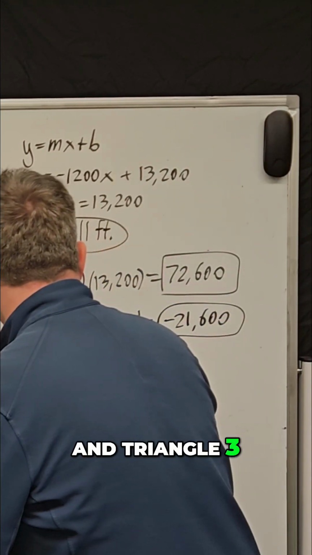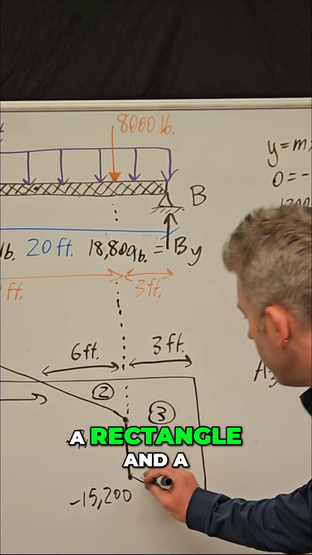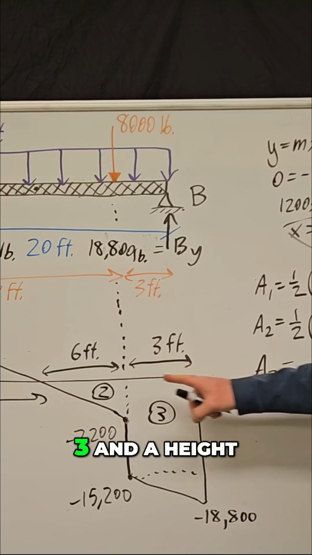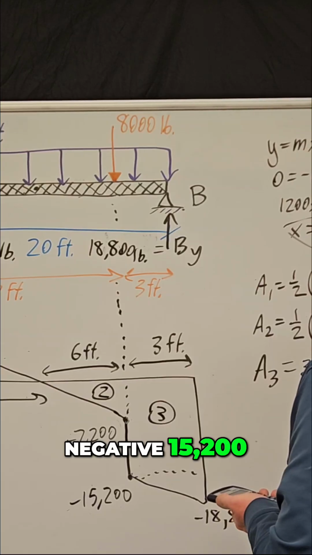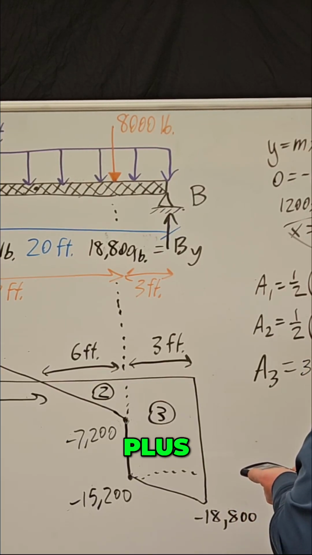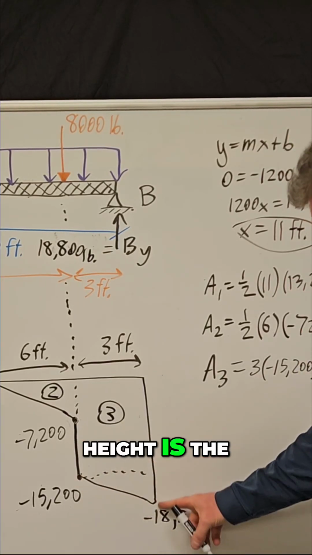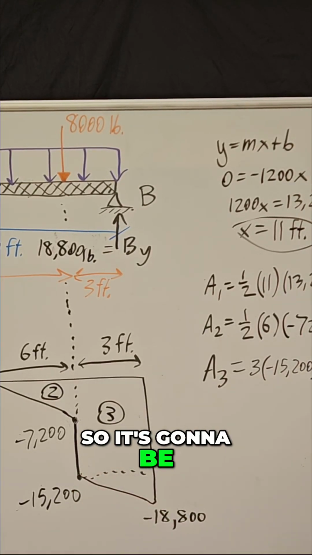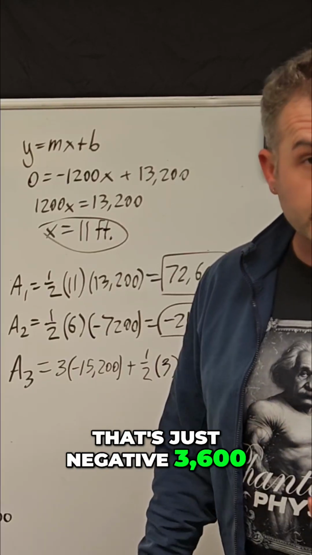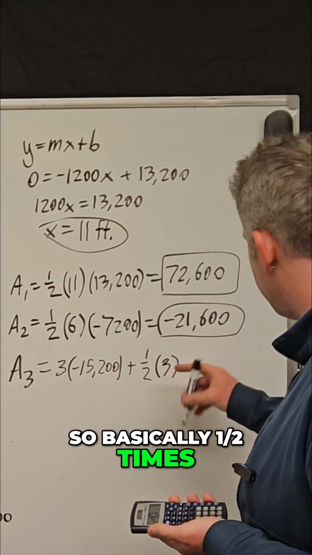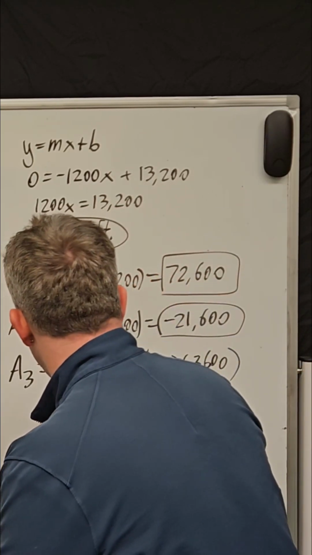And triangle 3 has an area, well, it's not a triangle, it's actually a trapezoid, but it's just a combination of a rectangle and a triangle. The rectangle has a base of 3 and a height of negative 15,200. So 3 times negative 15,200 plus 1/2 base times height for the triangle. So base is 3 feet, height is the difference between these two. So it's going to be 18,800 minus 15,200. That's just negative 3,600. So basically 1/2 times 3 times negative 3,600. That gives us negative 51,000.